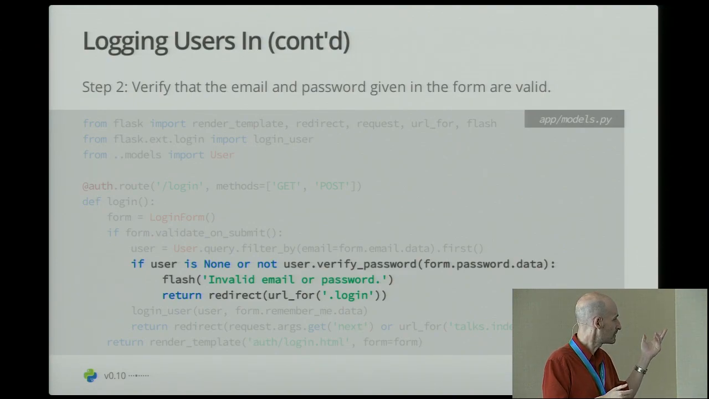Anyway, flash is what makes a temporary error message visible to the user, and I'm going to explain how that works. Then I redirect back to myself, the same route, right? In this case, I don't have to put the blueprint name. I could say auth.login if I wanted to, but since it's all local to the blueprint, I can say .login, and that works the same.